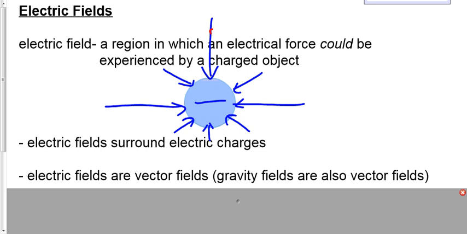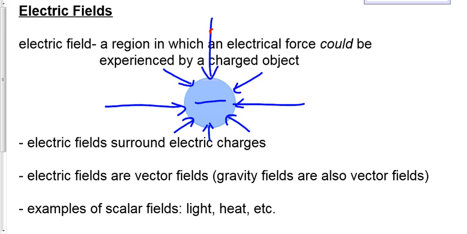Why a vector field? Well, because direction matters. When I put a board marker in the gravitational field, it doesn't move in a random direction. It moves downward. There's a clear direction associated with that field. That is the case with electric fields. It's not the case with certain kind of fields that we call scalar fields, like heat fields or light fields. The light influences me, but not in a particular direction. Heat influences me, but not in a particular direction.